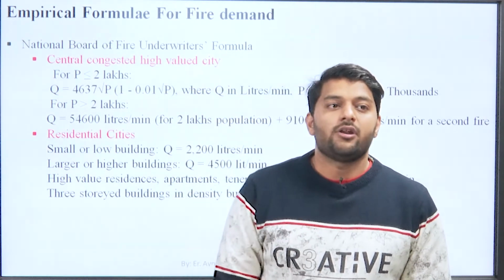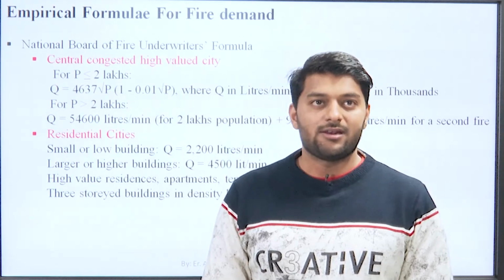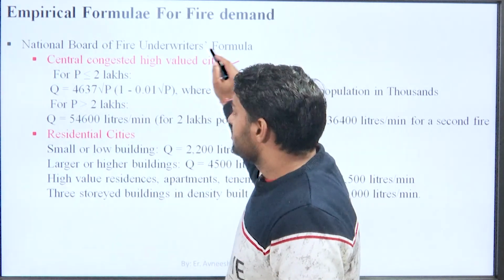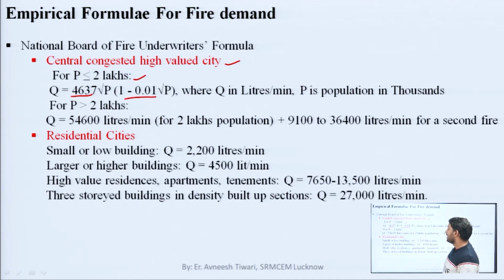And according to the National Board of Fire Underwriters formula, for a centrally congested high valued city with population less than 2 lakhs, Q will be 4637 under root P (1 minus 0.01 root P). And for population greater than 2 lakh, we are going to use this formula for the estimation of fire demand.